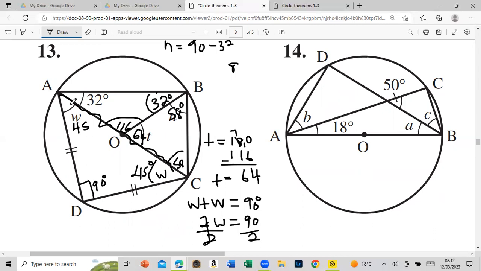And remember, this is a cyclic quadrilateral, right? So this plus this must give you 180. I want you guys to add 32, 45, 45, and 58 and tell me if we get 180. Because all of this angle right here, and you add all of this angle right here, it's a cyclic quadrilateral. So all of these must add up to 180. They are supplementary. Alright? Alright, let's move on to number 14.